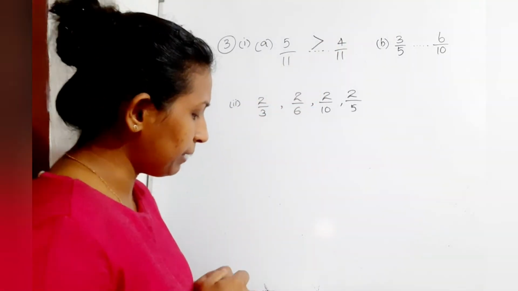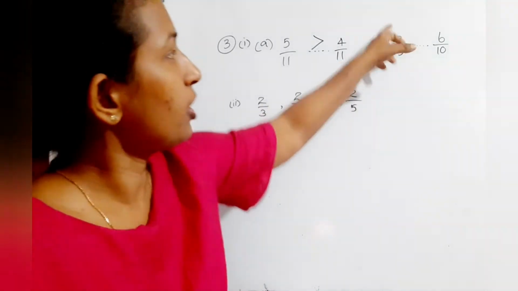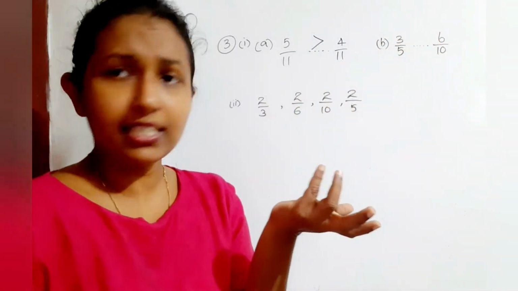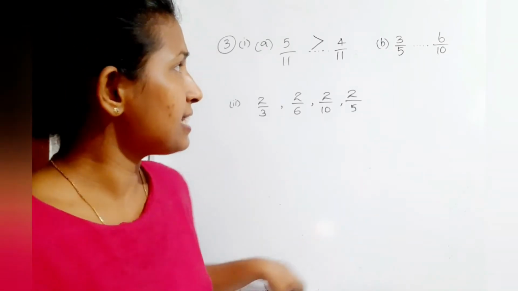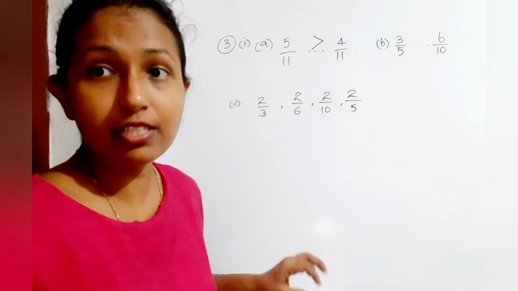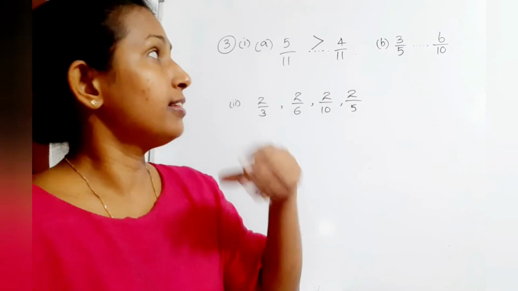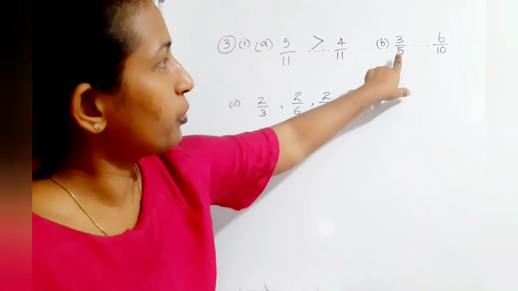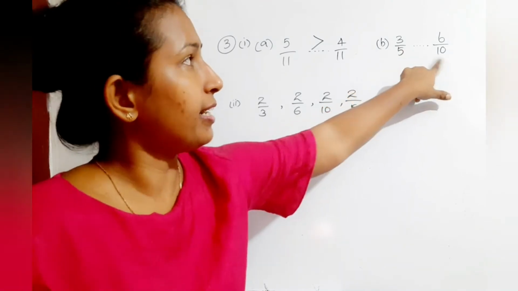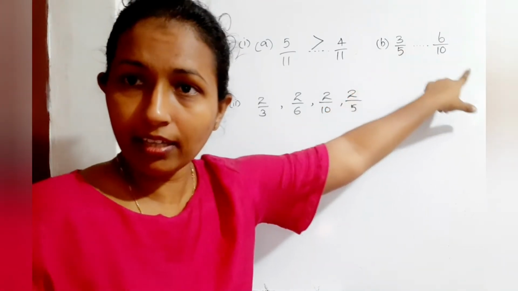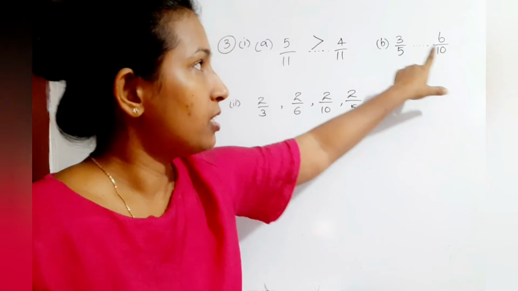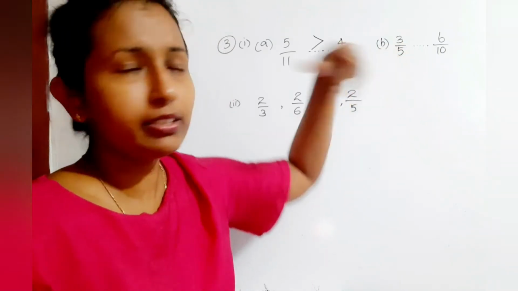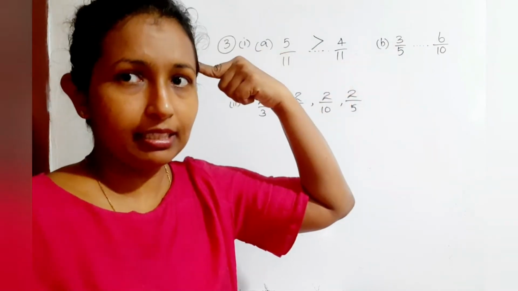Then B: 3 over 5 and 6 over 10. But here the numerators are not the same and the denominators are not the same. So you have to make the denominators equal. If not, we can't compare. So you can see here 5 and 10. So 5 can be converted to 10 by multiplying it by 2. So both numerator and denominator should be multiplied. If we just assume, you can think by heart.